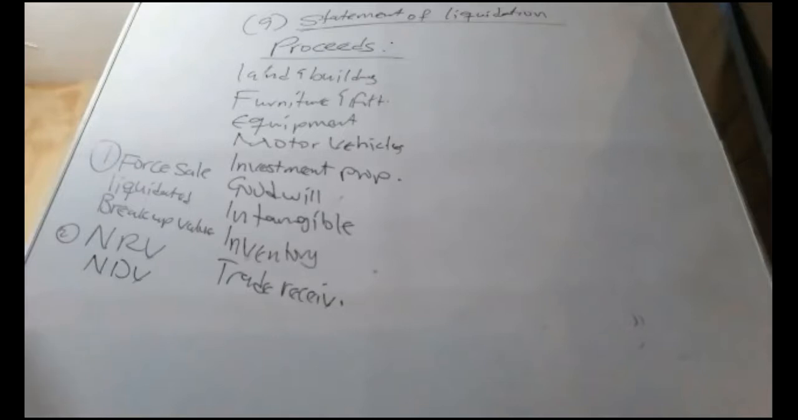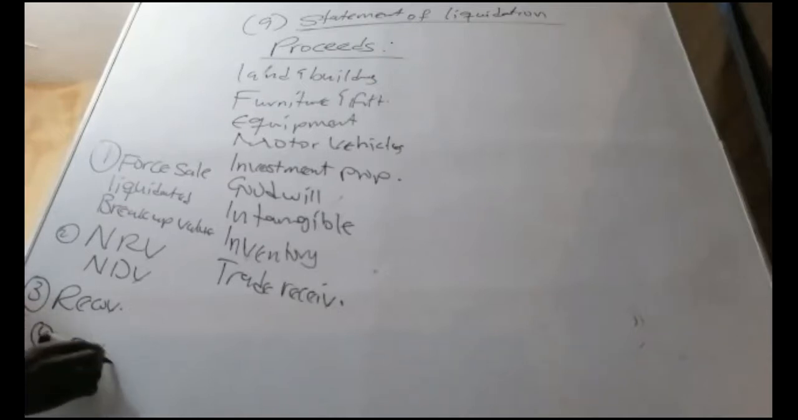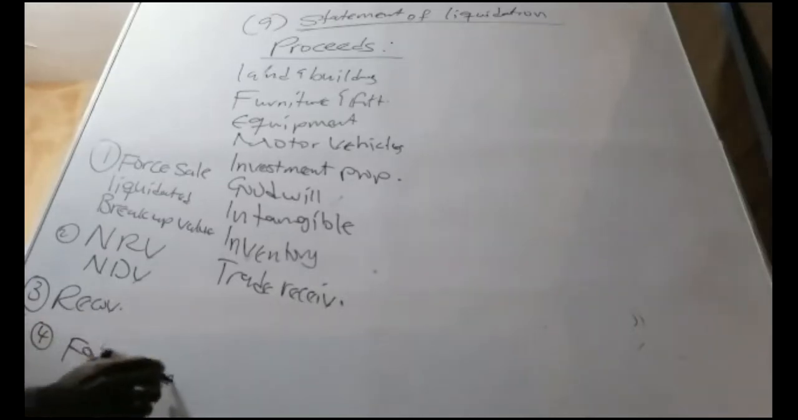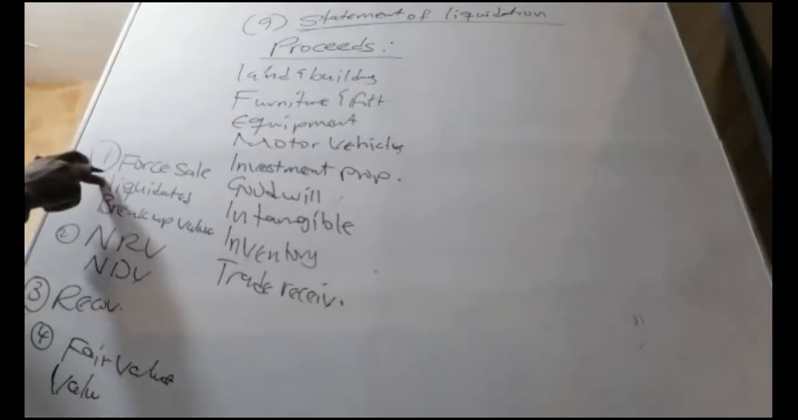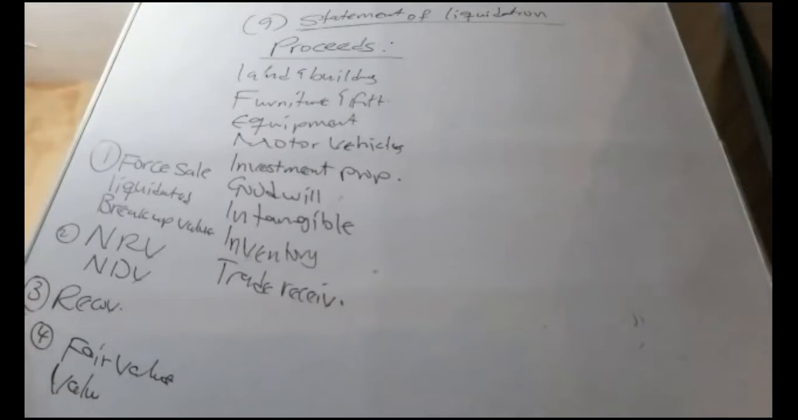If this is not there, then you can now go to the recoverable amounts, until you come to what? The fair value. Oh, sorry, the fourth one is the fair value. Fair value or value in use. Please, if these ones are there, you come and pick this one, they are wrong. So take note.